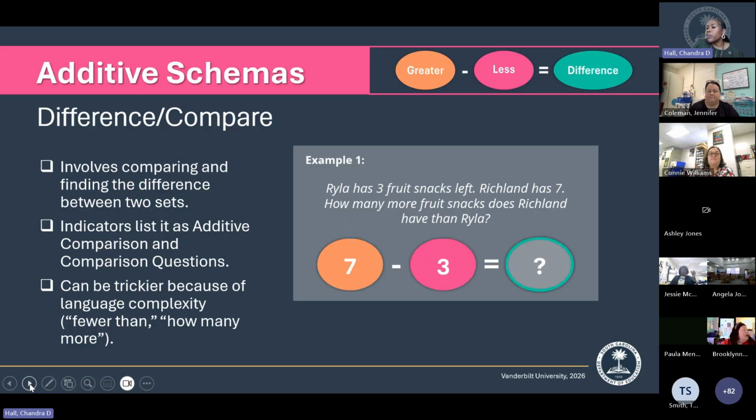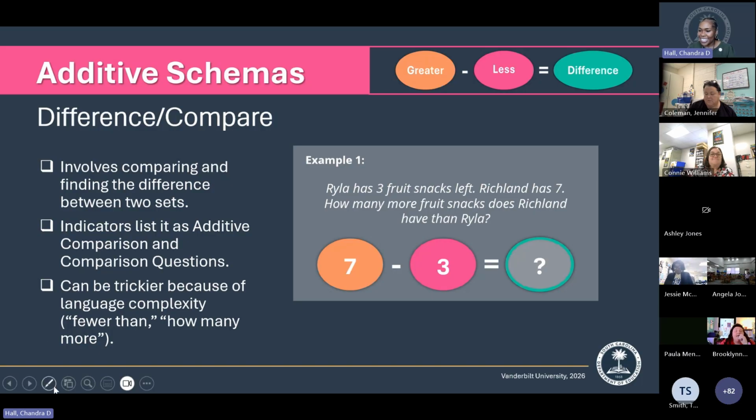Example 1, Ryla has 3 fruit snacks left. Richland has 7. How many more fruit snacks does Richland have than Ryla? And you see the greater amount is there, the less amount, and then you're finding the difference. Okay. So what would this be? I kind of just gave it to you though, but I'm going to ask anyway. Difference unknown. Thank you, Christy. I see you.